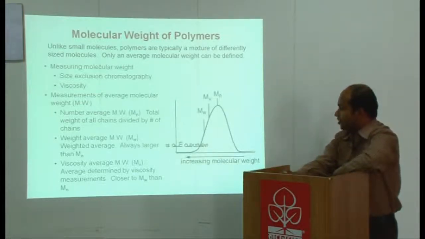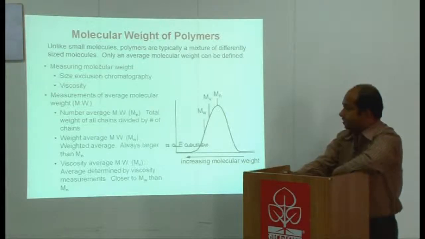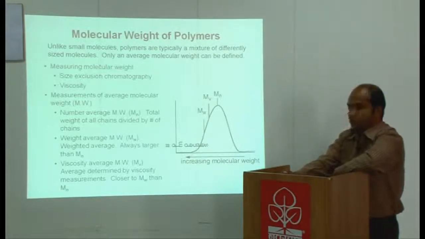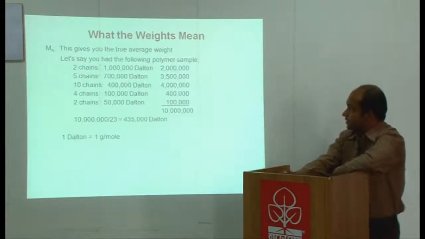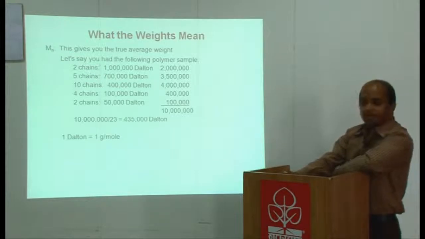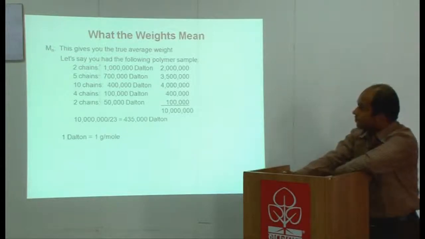So you have a distribution of molecular weight, a typical bell-shaped distribution, and as you can see, on an average, the number average molecular weight is there in the center. So how do you calculate the number average molecular weight?